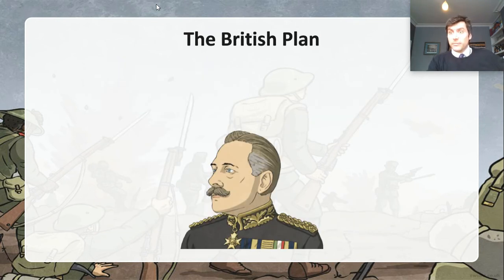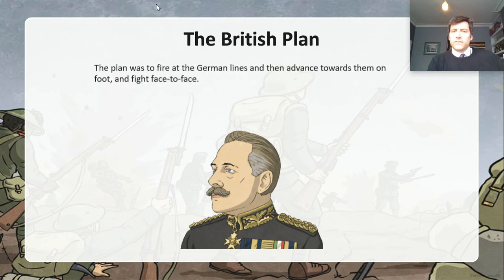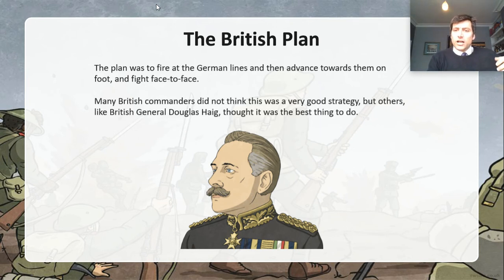The British had a cunning plan. Their plan was to fire at the German lines and then gradually run, shoot at them and then run towards them and then fight them with their bayonets. Unfortunately, though, there's a problem with it, because obviously the Germans had the guns to shoot at them. But some of them thought it was a really good idea. Okay, so some senior leaders like Douglas Haig thought it was a good idea, and that meant lots of soldiers died.